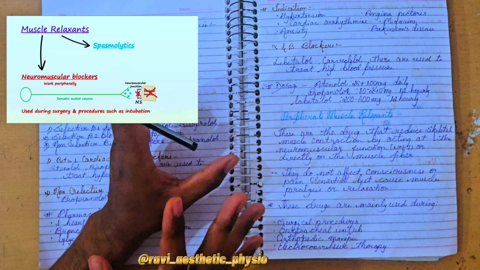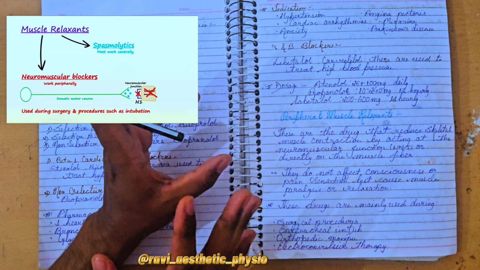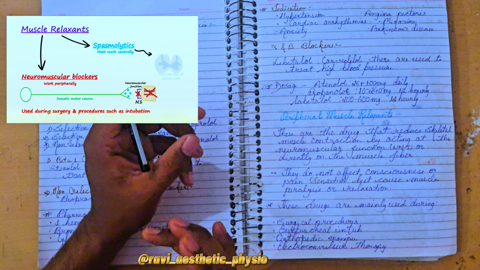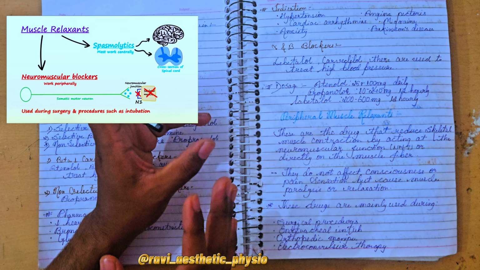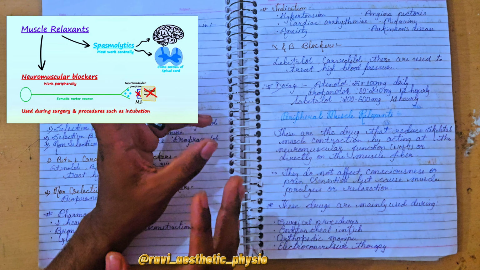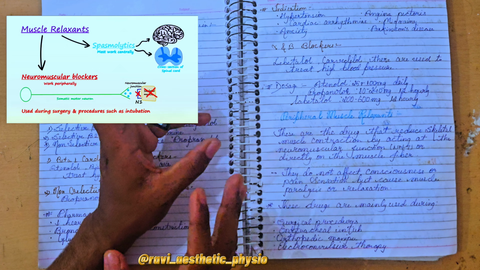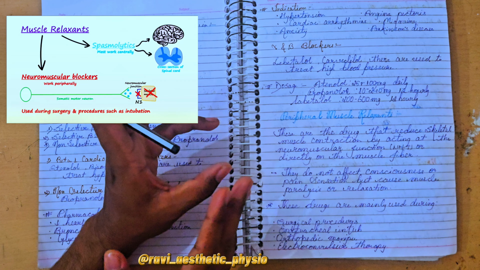These medicines are given along with analgesics, or at the time of treatment, like surgical or orthopedic treatment, surgery, or electroconvulsive therapy. At that time we give the peripheral muscle relaxant. So we are studying and moving to the introduction.